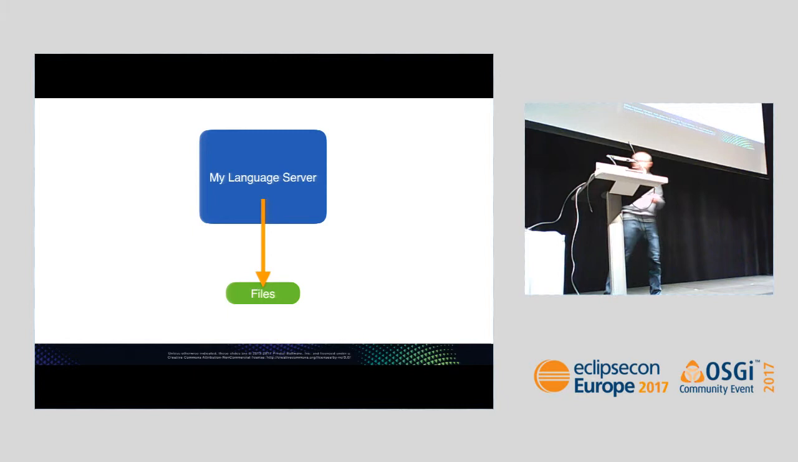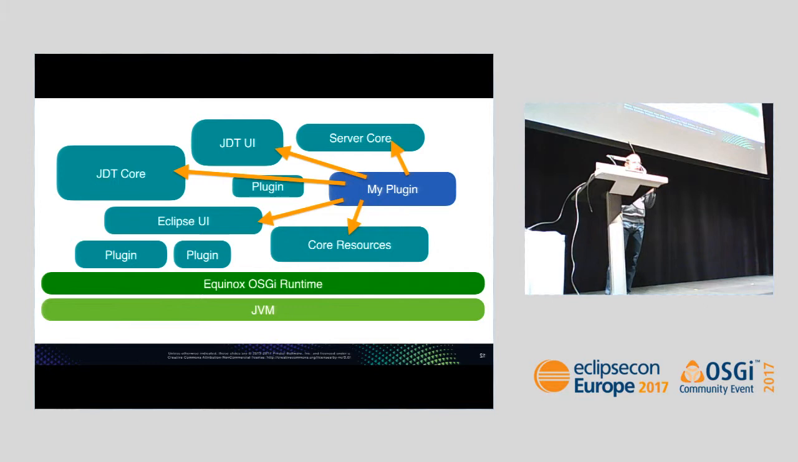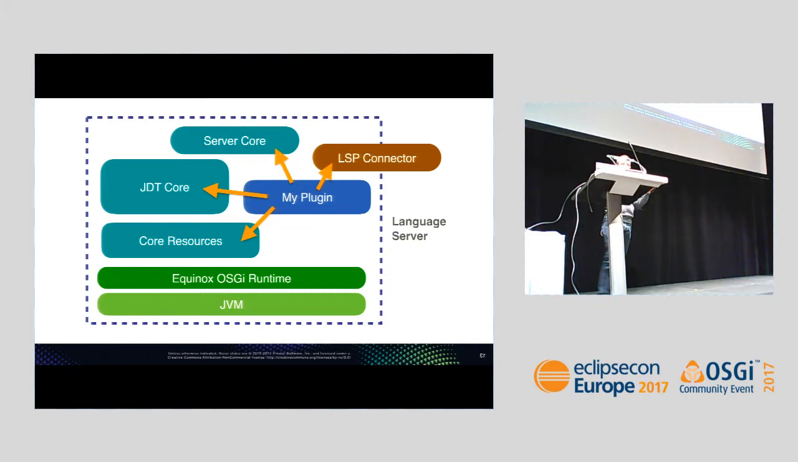Therefore, I would like to talk about two different strategies. One strategy that I have in mind is we have this situation and we try to not change too much. Let's try to keep everything as it is and change just a few lines, as little as possible, but still turn this into something like a language server. So you put everything together into a headless OSGi process, and you put the headless non-UI bits and pieces of your stuff into this OSGi runtime, and you run that.